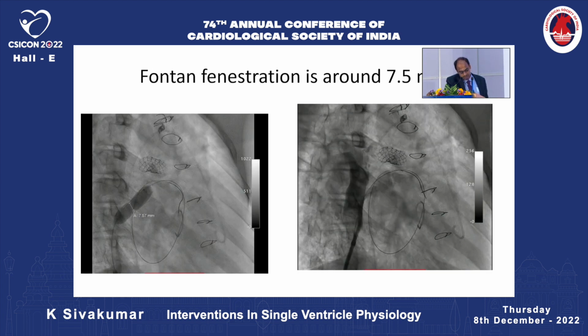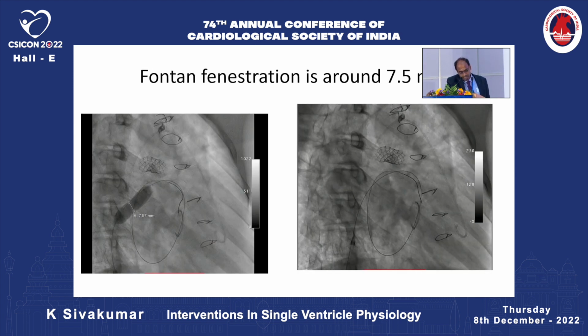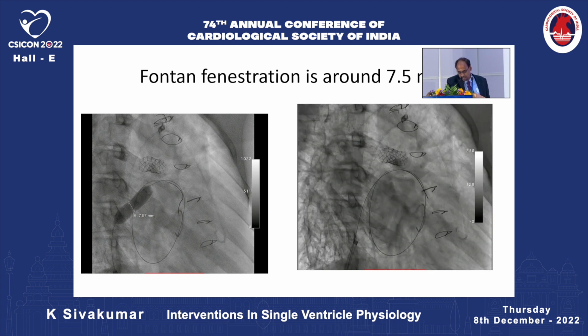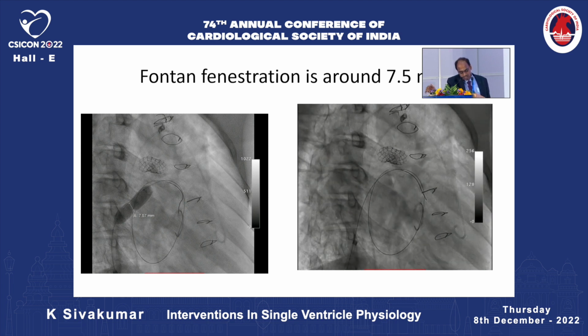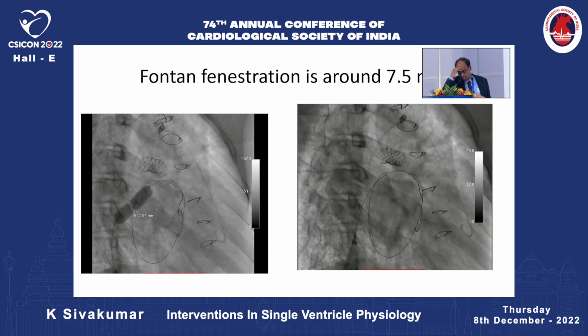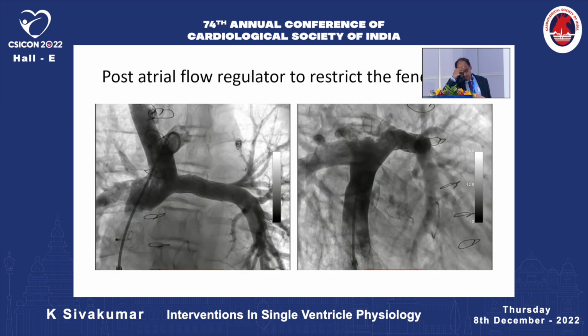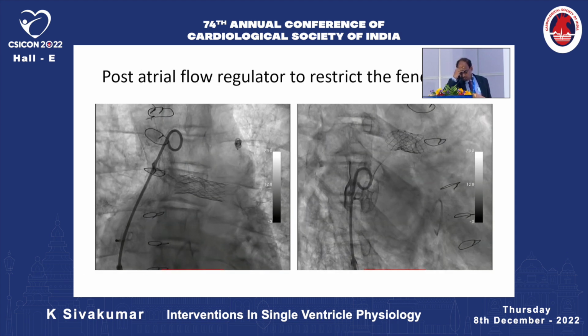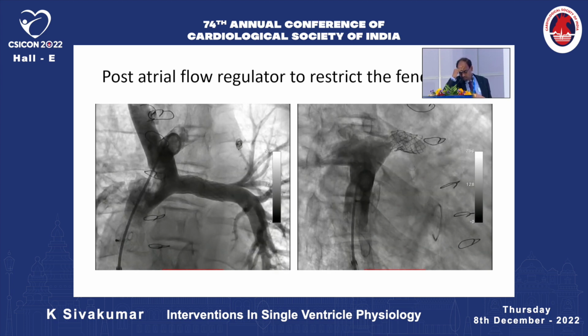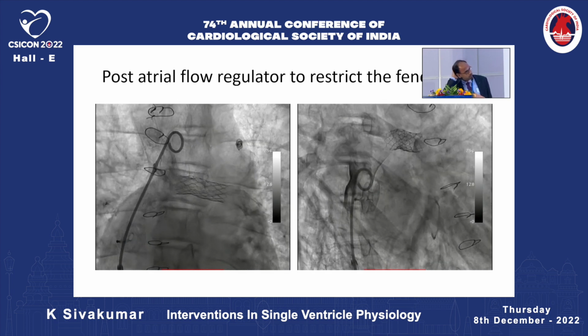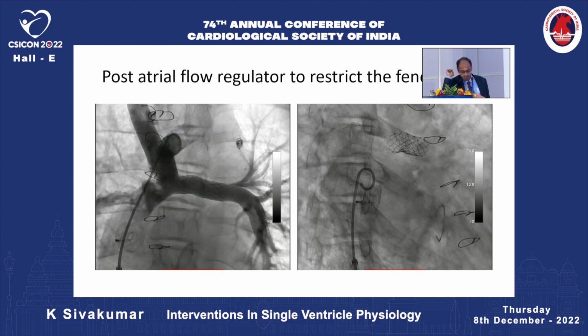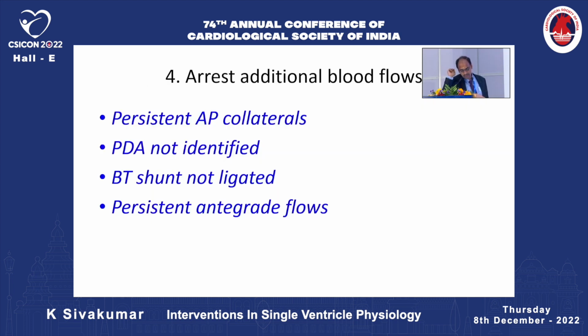Partial closure can be achieved. This is a 7.5 millimeter fenestration, which you are making into a 4 millimeter fenestration by putting an Occlutech atrial flow regulator. So you can appreciate here in the second picture that that large fenestration has been made into a small fenestration, and you are able to get a good flow going into the pulmonary arteries.